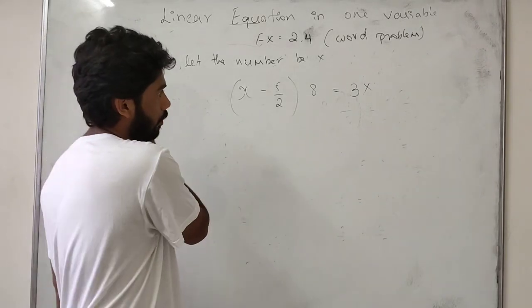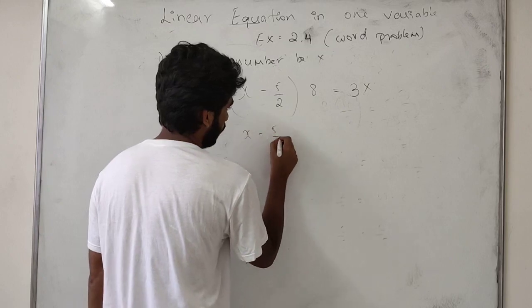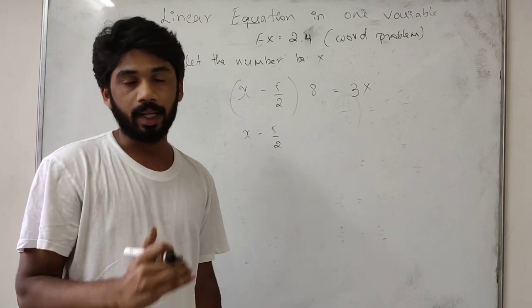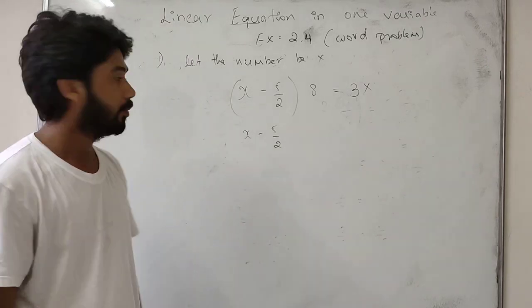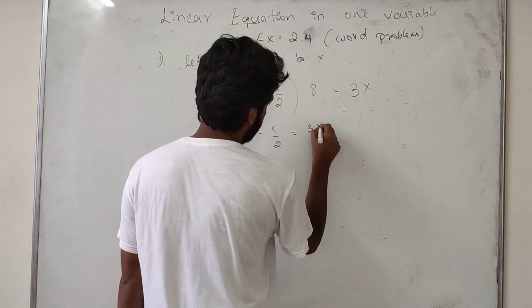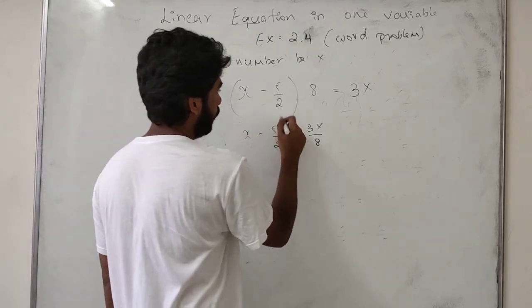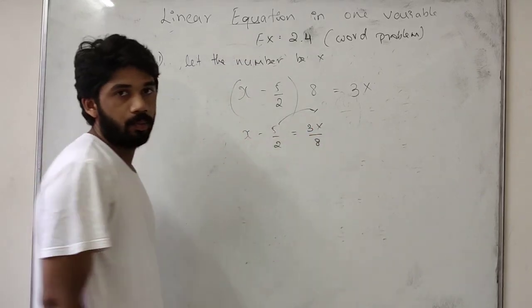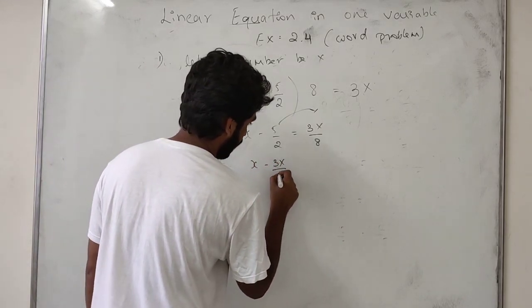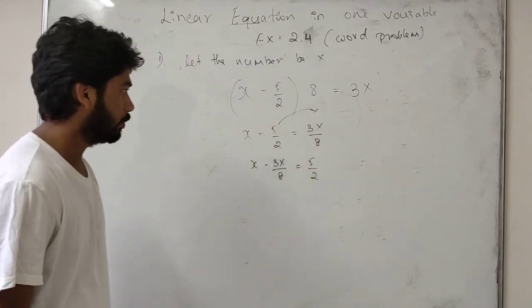Okay students, now we will take this as (x minus 5 by 2). In this word problem, first we have to read the question carefully and write the data. After that comes the calculation. 8 times (x minus 5 by 2) is equal to 3x. Now I will take this term to this side so that I get a positive value. So I get x minus 3x by 8 is equal to 5 by 2.